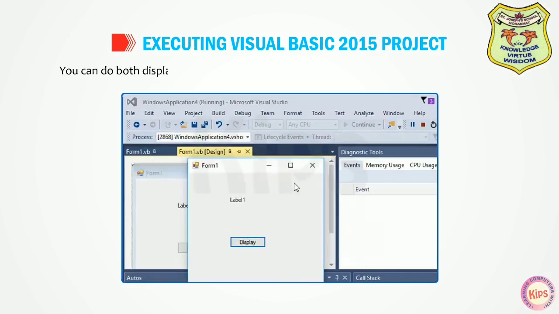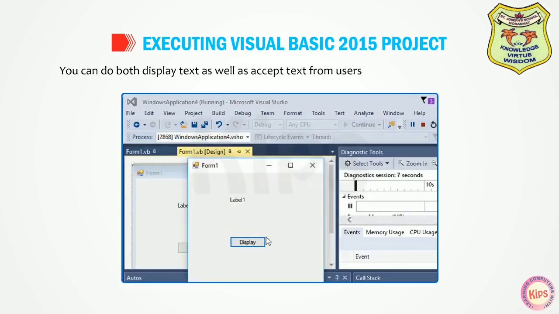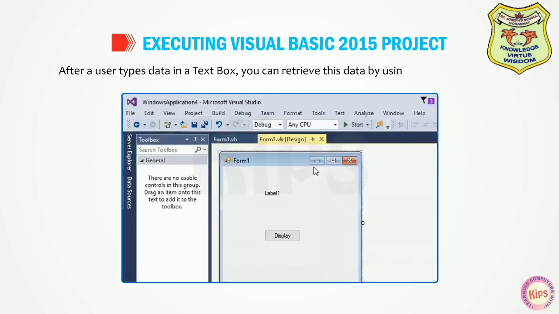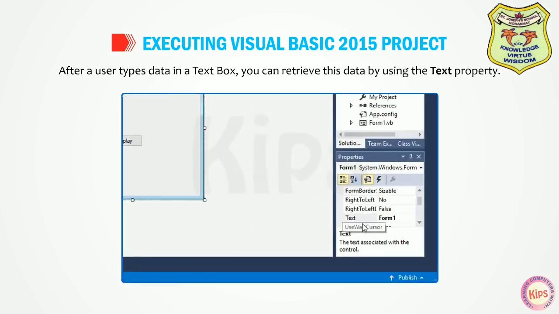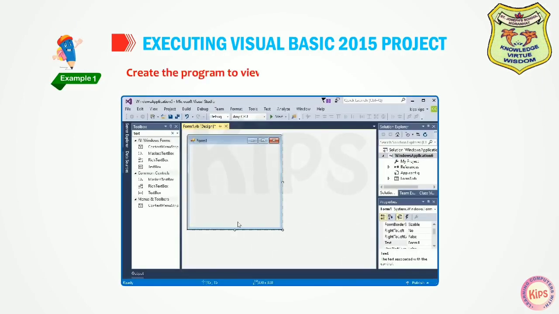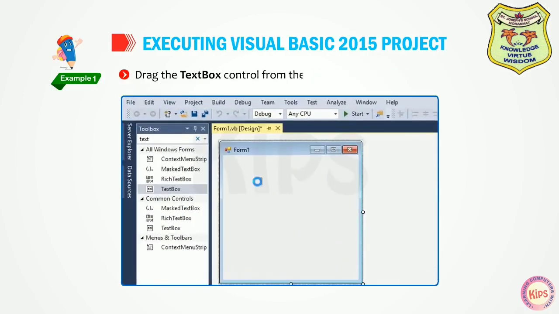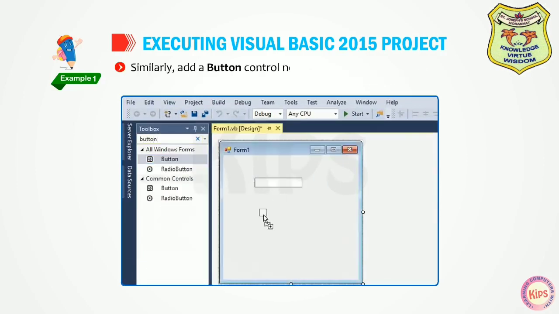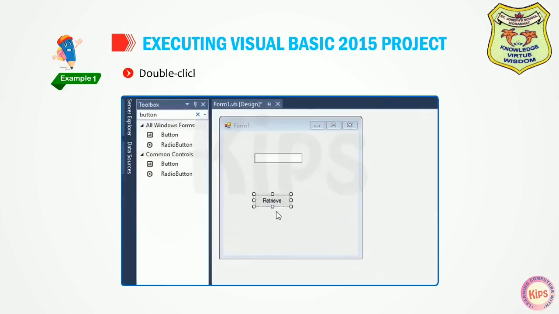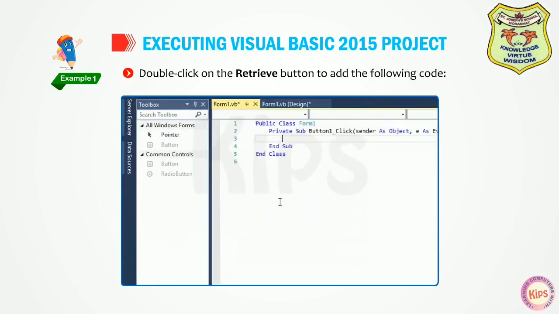You can both display text as well as accept text from users by using a text box control. After a user types data in a text box, you can retrieve this data by using the text property. Example: create a program to view the message using a text box control. Drag the text box control from the toolbox panel onto the form. Similarly, add a button control next to the text box and change its text property to Retrieve. Double-click on the Retrieve button to add the following code.